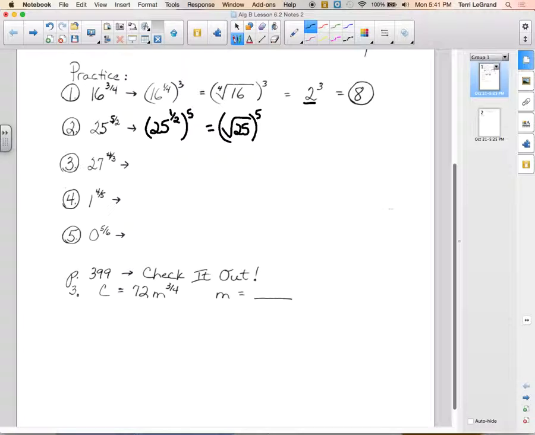So we have the square root of 25 is 5, and that has to be taken to the 5th power. Well, you can go to the powers table that you have. We should have 5 to the 5th power on that. And 5 to the 5th power is 3,125.